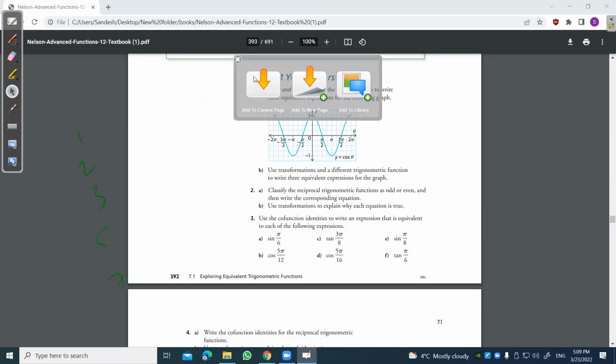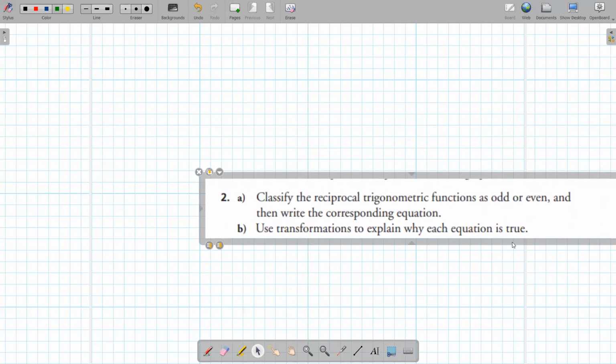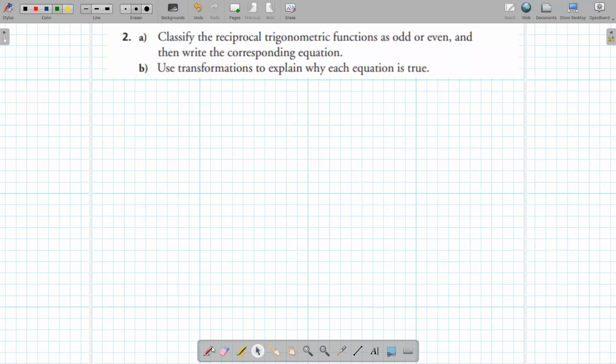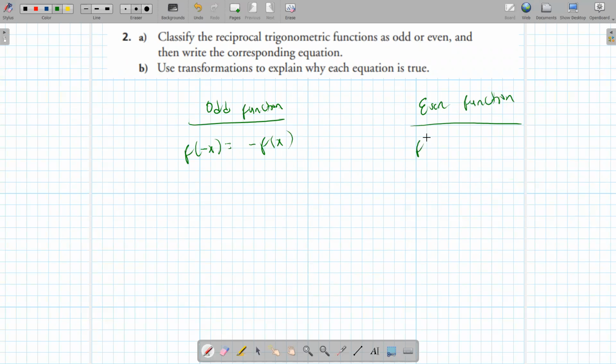Classify the reciprocal trig functions as odd or even, and write the corresponding equation. All right, this is the idea about odd and even. If it's an odd function, then f of minus x gives you minus f of x. And for an even function, f of minus x, the minus sign just literally disappears from the function. It does not do anything; it just kills the minus sign.